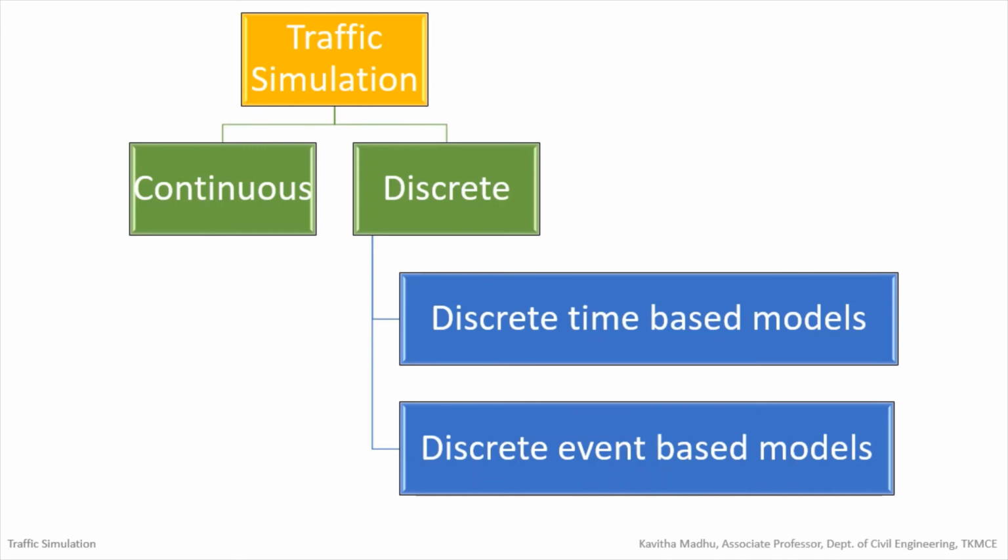Another one is discrete. Discrete means at certain time intervals we will be getting the output, or we are tracking it at certain time intervals, or when certain events happen. Okay, so this discrete model again can be classified into two, that is discrete time based and discrete event based.